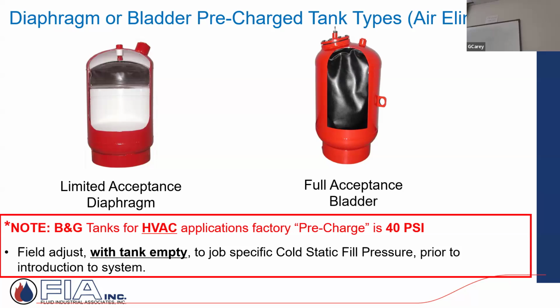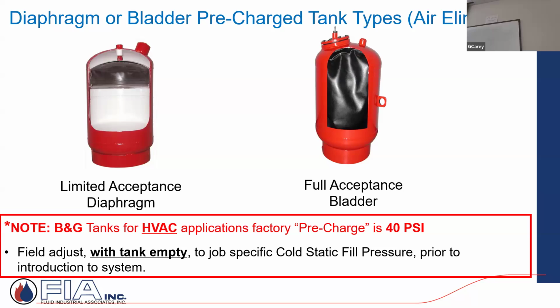You're going to know the height. You're going to know all of the parameters, because they come from the factory nowadays pre-charged to 40. And that can be way too high on maybe a smaller 2-story, 3-story building, and way too low for maybe that 10 or 12 or 15-story building. So it comes pre-charged, but it's not a bad idea to specify what the pre-charge is. And the pre-charge is going to be very much the same as whatever that cold static fill pressure is.